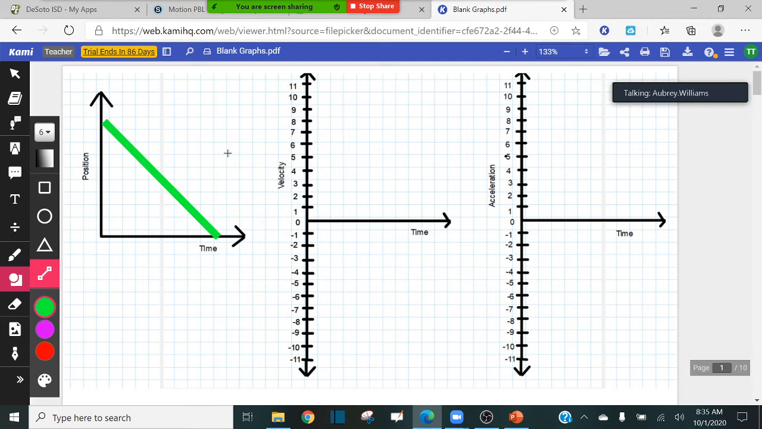Negative. Exactly. It's traveling in the negative direction. You knew that because it had a negative slope. And as it's traveling in the negative direction, it is moving at a constant velocity.